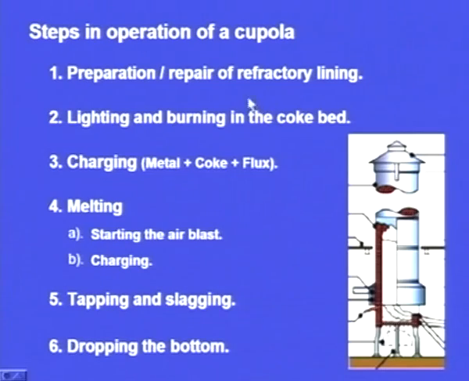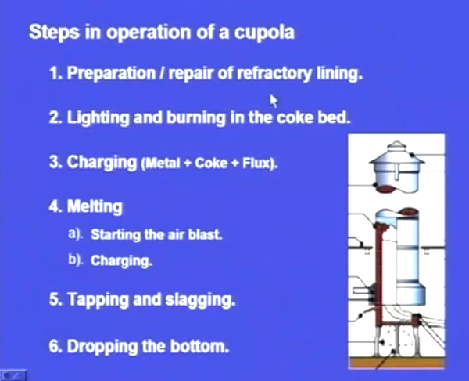Steps in operation of a cupola furnace. First one is preparation or repair of the refractory lining. Since the cupola furnace is a steel shell, inside there will be refractory lining. So, first thing we have to do is we have to see that this refractory lining is proper. Because of the previous use, the refractory lining might be damaged. If so, then we have to repair it. So, first step is preparation or repair of the refractory lining.